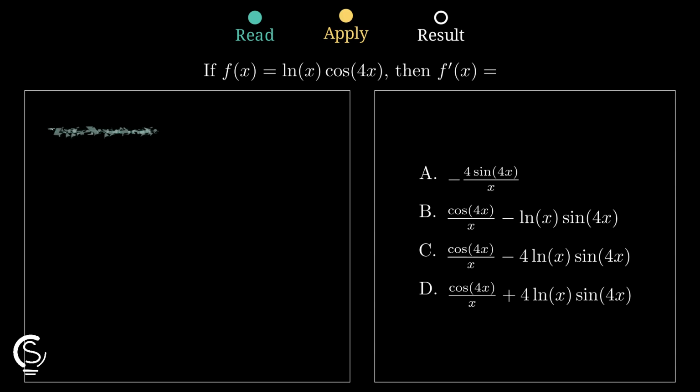Next, we multiply the natural log by the derivative of cosine of 4x. Remember to use the chain rule here, which brings out a factor of -4 times sine.